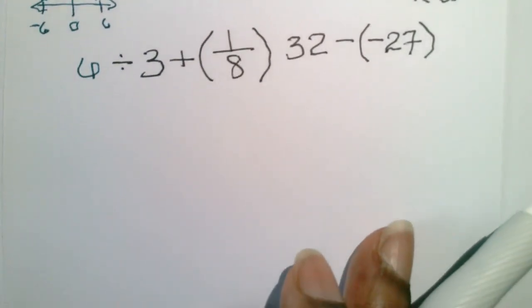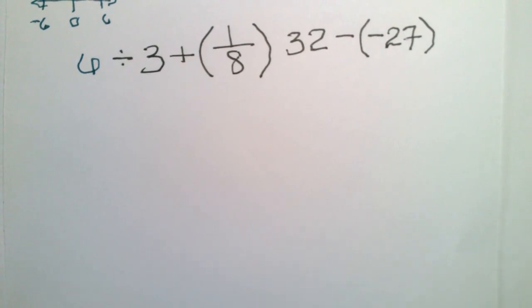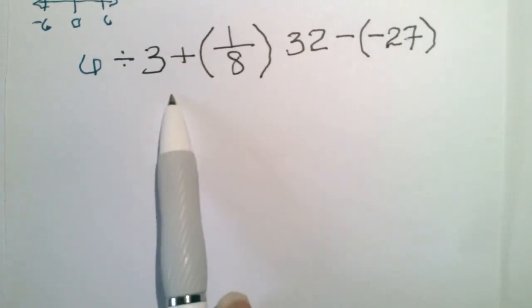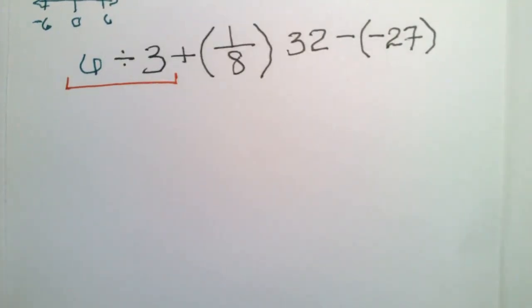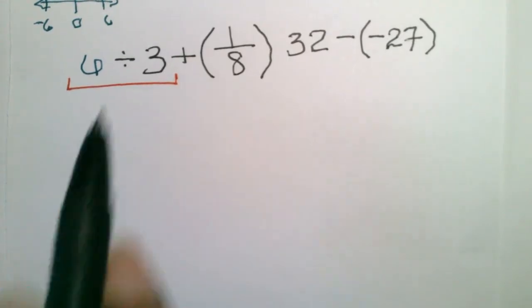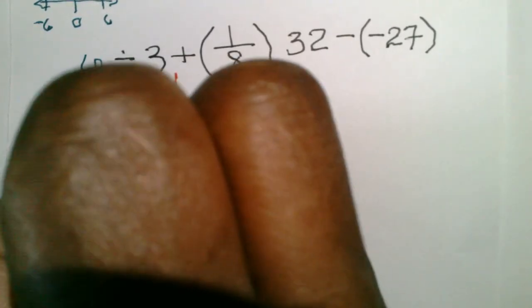So then when we take a look here, a lot of people would be like, oh, okay, let me combine the 3 and the 1/8. What are you doing? No. From left to right. That means we have division first. So it's 6 divided by 3. That gives us 2.